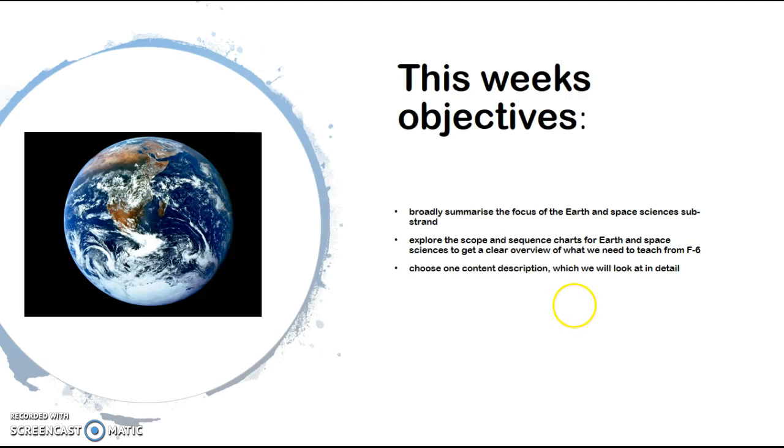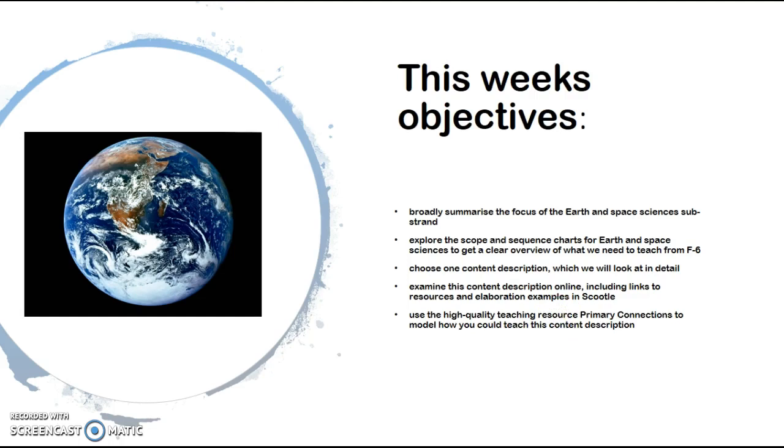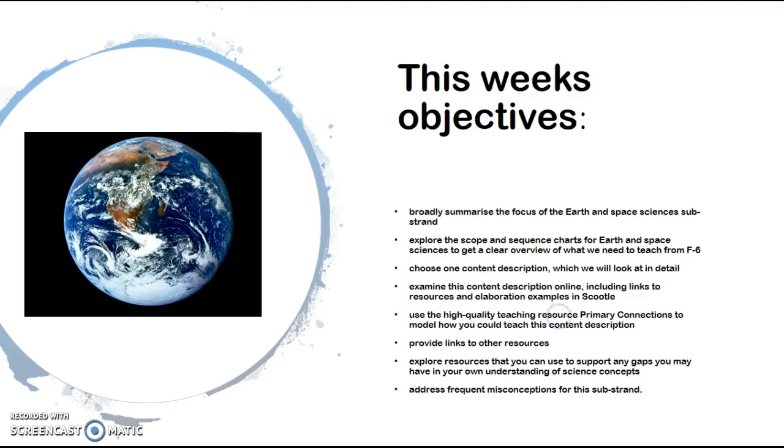We looked at one content description, which was the Year 5 content. This was looked at in detail. We looked at it in the curriculum, the elaborations, and some resources related to that content in Scootle. And then we looked at the Primary Connections resource based around that Year 5 content and how you could use that to teach the content. There were then some other resources for you to read to fill in your own gaps that you might have in your understanding of science concepts and some of the frequent misconceptions for this substrand.